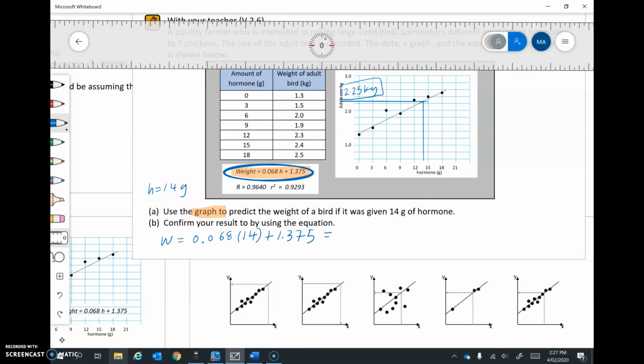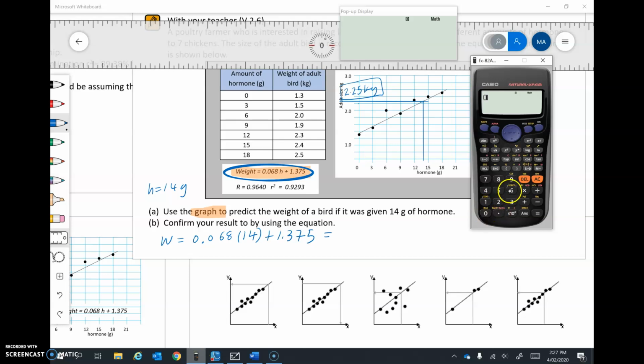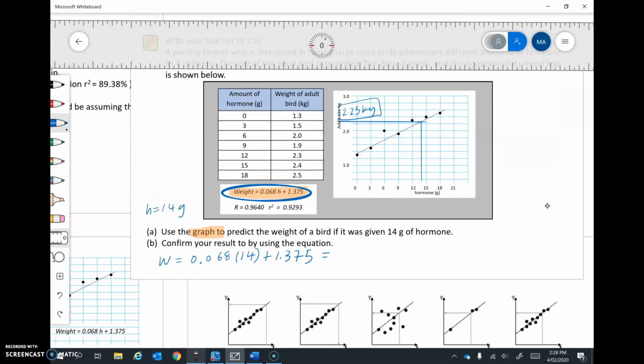Okay, so now we'll do that one on the calculator. 0.068 times 14 plus 1.375 gives 2.237. Okay, so quite close to, I said 2.25, that rounds to 2.2 if you go to one decimal place, and so does this. So the exact answer that was predicted is 2.237 kilograms.